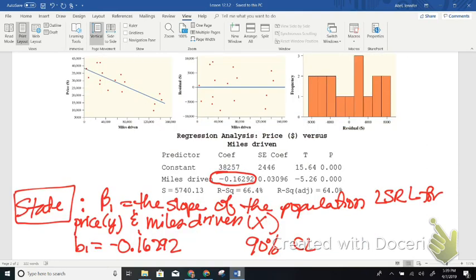For the state part of our four-step process, we're going to give our parameter, our statistic, and our confidence level. So our parameter is the true slope of the population for our least squared regression line in the price of the truck versus the miles driven. Our statistic comes from our computer output. That's our sample slope. And then they gave us that we wanted to do a 90% confidence interval. So that's our confidence level.